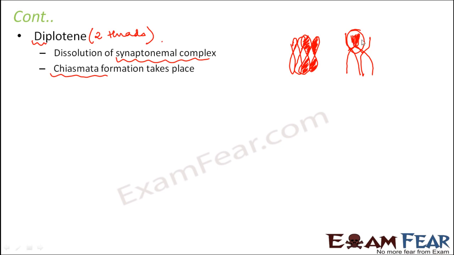Half of it will be dark in color. For example, it will be something like this. This portion will be dark in color. The remaining portion will be white. Whereas here, this portion will be dark in color while the remaining portion will be white. That is how recombination will take place. And this egg-shaped structure is known as chiasmata.